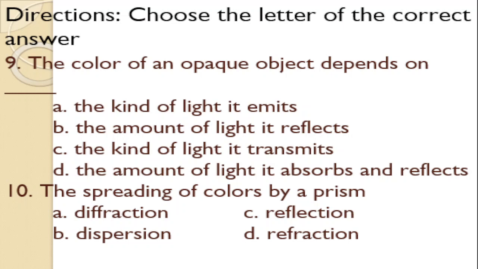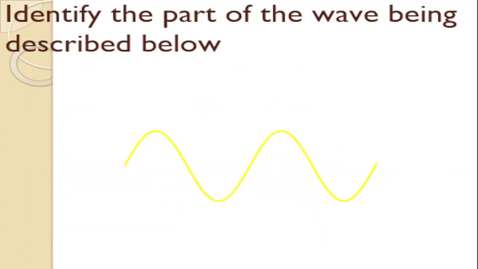And lastly, the spreading of colors by a prism. A. Diffraction. B. Dispersion. C. Reflection. D. Refraction. These questions, you can find the answer to these questions as you listen or as we go on with the discussion. So for this time, we will be dealing with the topic light.